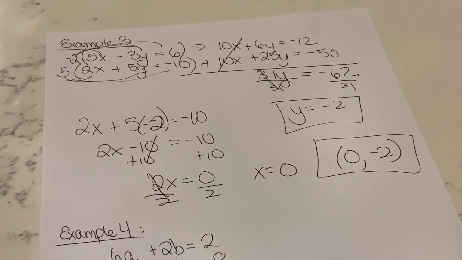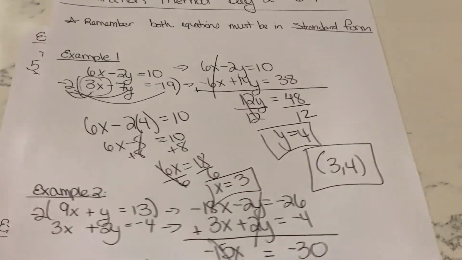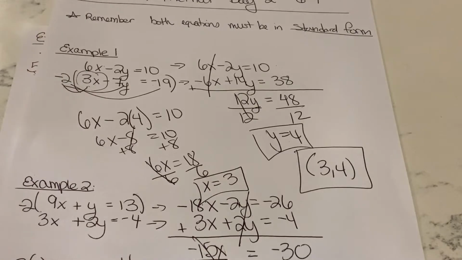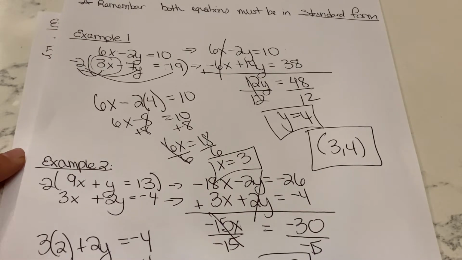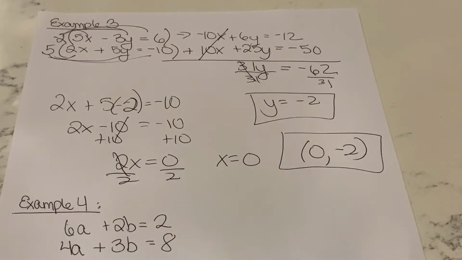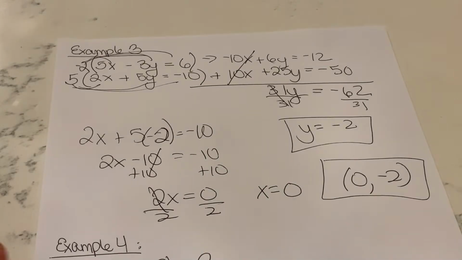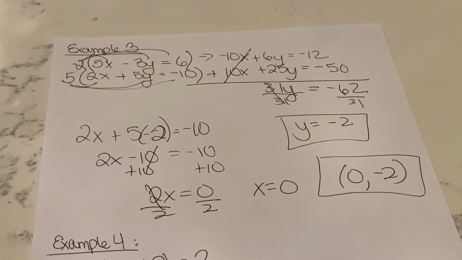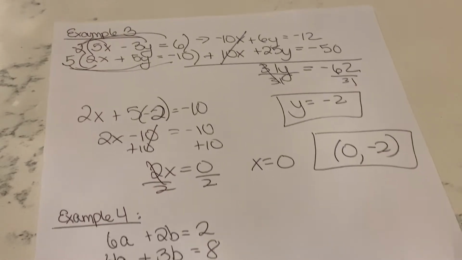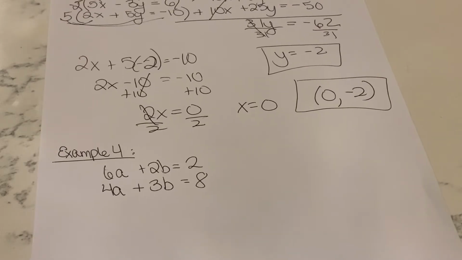Okay, so as you see, in the first two examples, I just had to multiply one equation. But in the third example, in order for me to be able to eliminate one of the variables, I had to multiply both equations by the least common multiple. Okay, so let's do one last one so you guys can start your classwork.